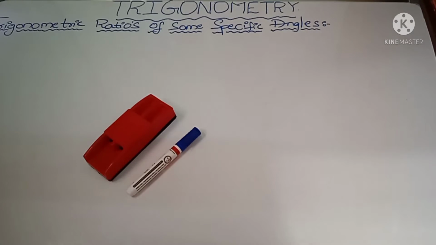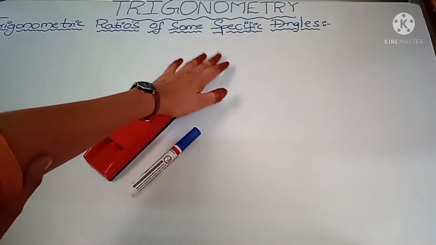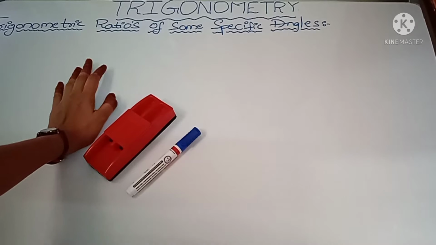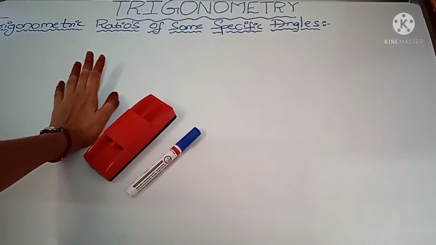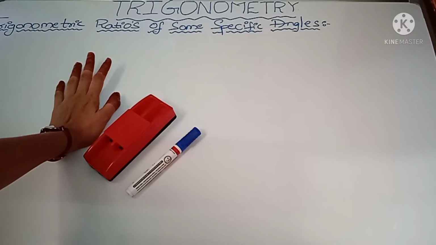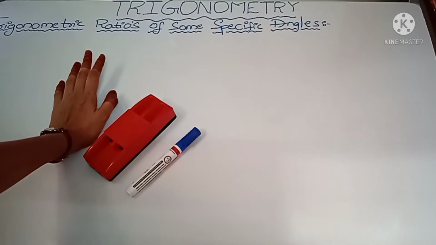In our previous class, we discussed the definitions of trigonometric ratios. Today's topic is trigonometric ratios of some specific angles. Before going to this topic, we need to know the definitions of some trigonometric ratios. What's the definition of sine theta? It's nothing but the opposite side to theta by hypotenuse. What is cos theta? Adjacent side to theta by hypotenuse. We already learned these definitions, isn't it?